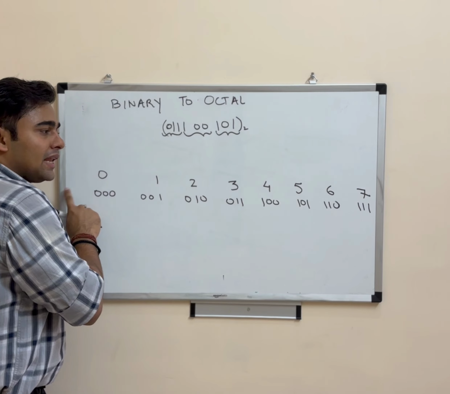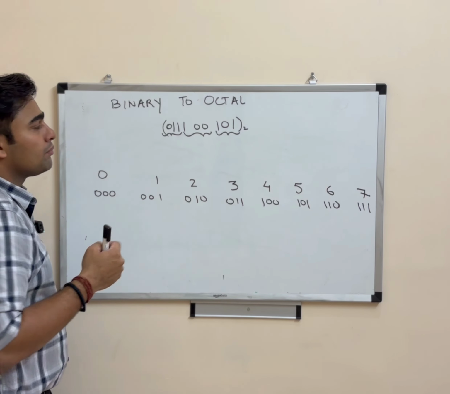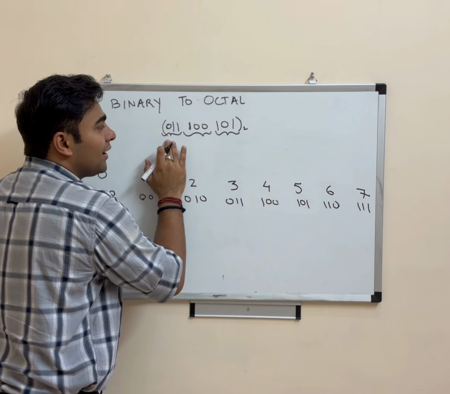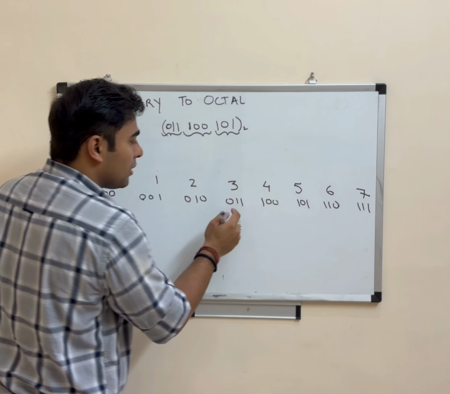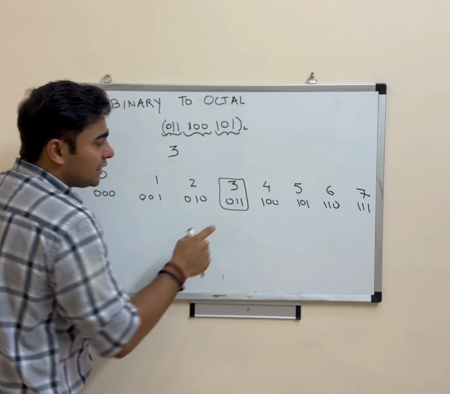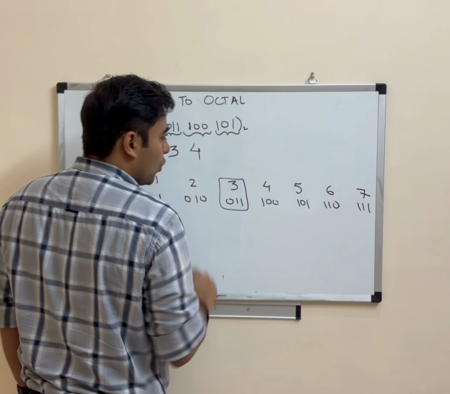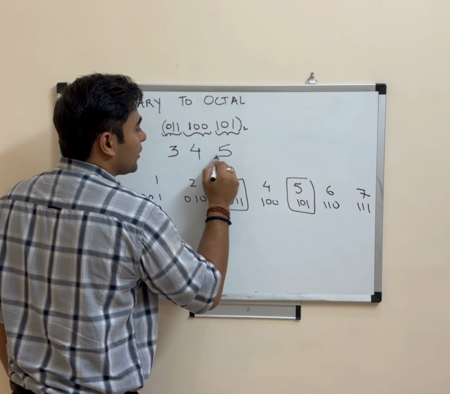So this table will help you to convert binary to octal and octal to binary. After completing the table, we will understand these numbers through this table. So we will see what 0 1 1 is. 0 1 1 is 3, we will write 3 here. Then 1 0 0 is 4, we will write 4 here. And 1 0 1 is 5, so we will write 5 here.